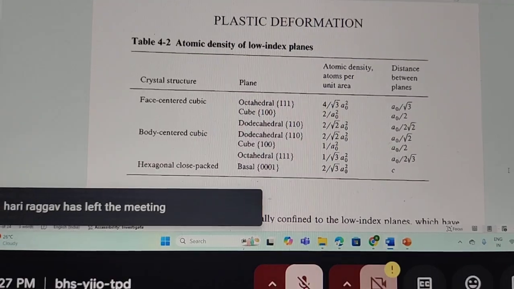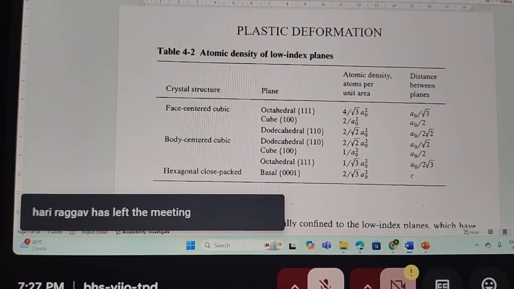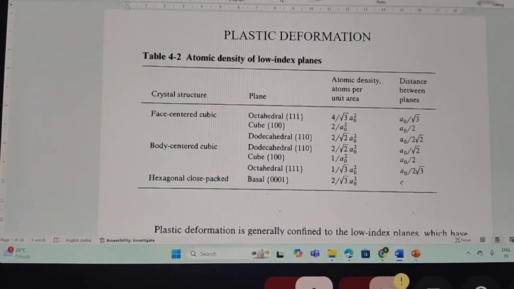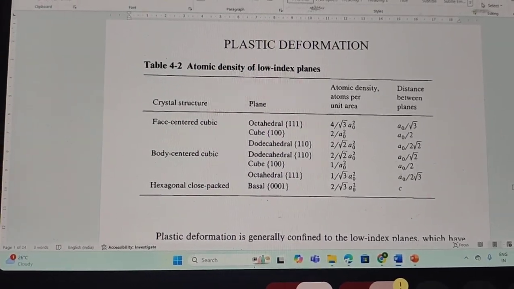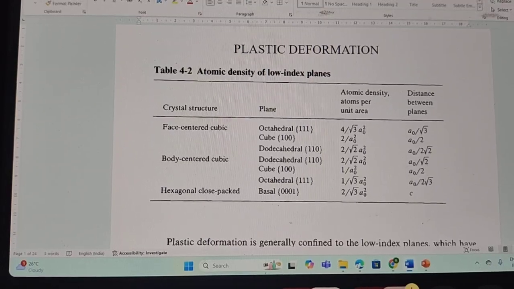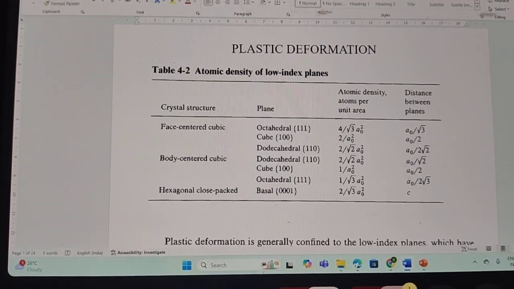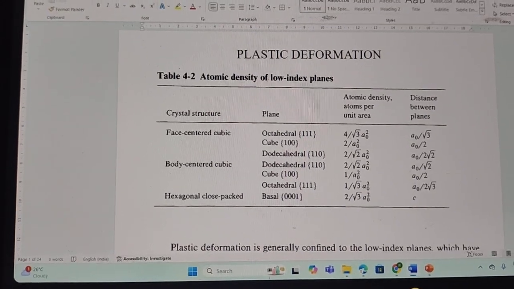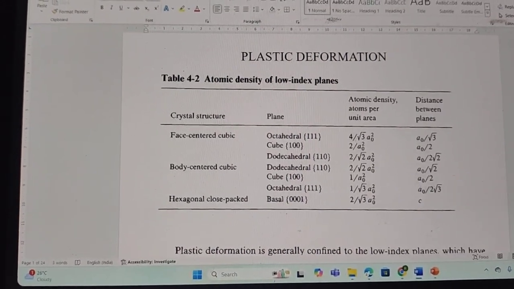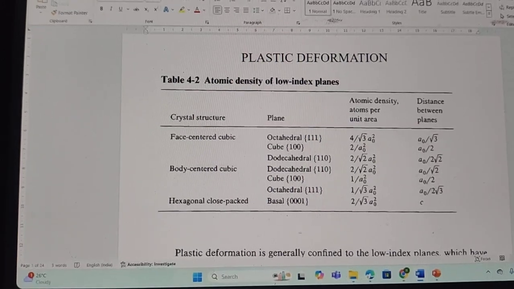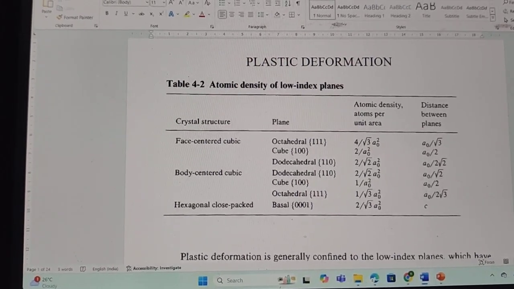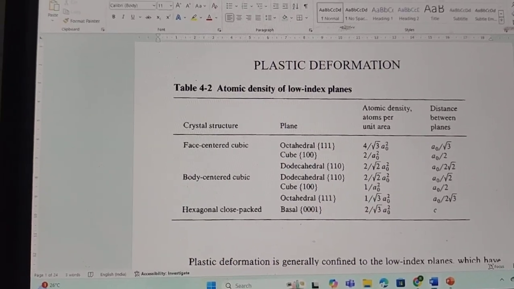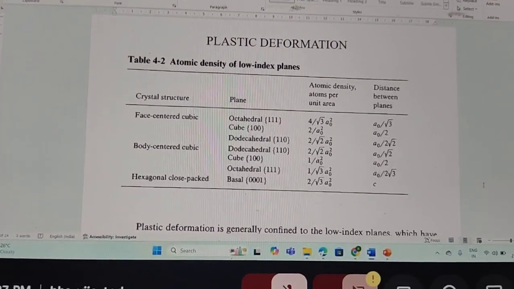For a body-centered cubic lattice, what is the number of atoms per unit cell? Can anyone tell me? These things were discussed in my last class. I am just asking randomly. For a body-centered cubic cell, the number of atoms per unit cell is 2 atoms. Yes. For FCC, it is 4 atoms per unit cell. Yes. Okay.